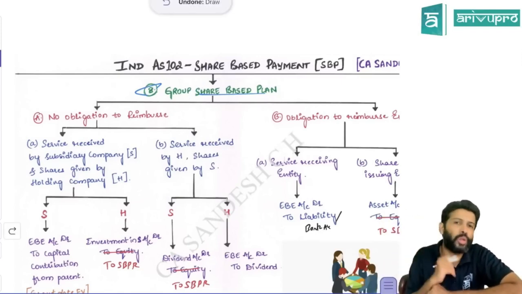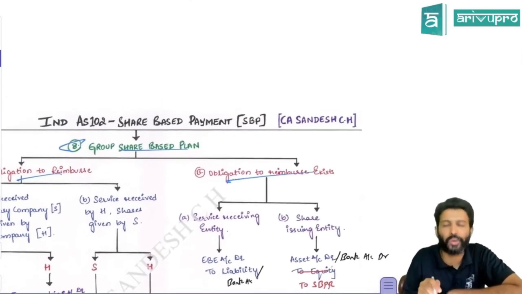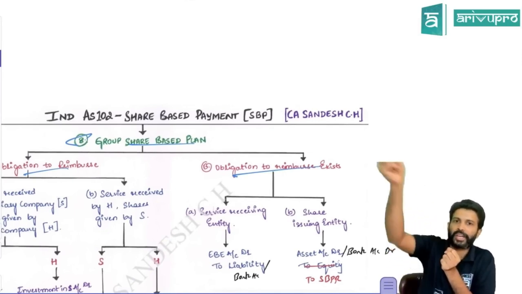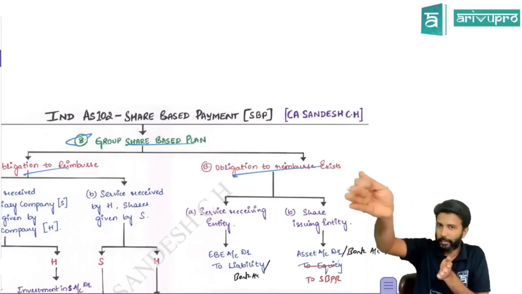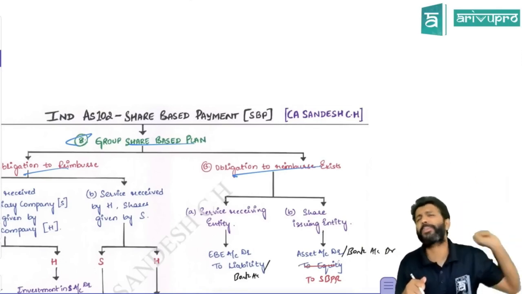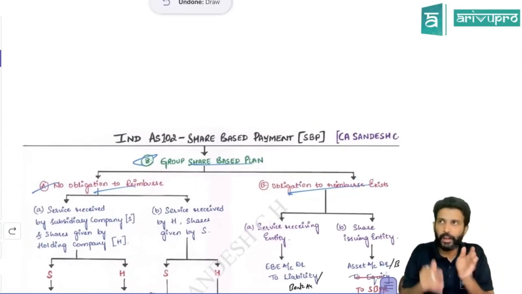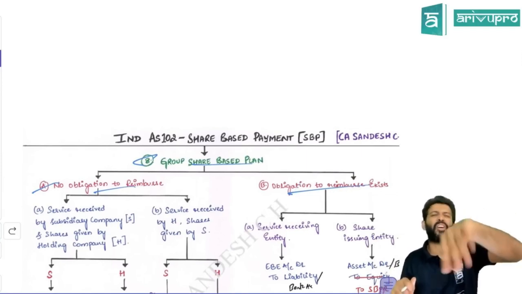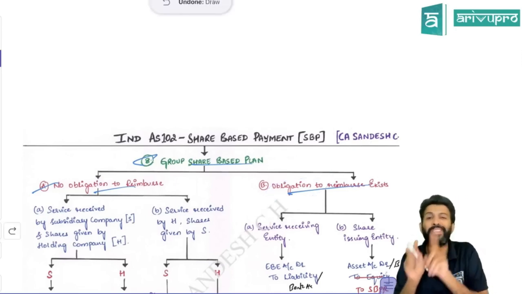So if this is the case, how do we do the accounting? Before you get to the accounting, first check whether there is an obligation to reimburse or no obligation to reimburse. Meaning, let's say the holding company will give its shares to the subsidiary company's employees. Later, it will recover money or something from the subsidiary company. If this is the scenario, then an obligation to reimburse is there. Meaning first the holding company will issue shares, later on they'll take it back in some form, maybe in the form of an asset or cash, whatever. If that is the case, we say an obligation to reimburse exists.